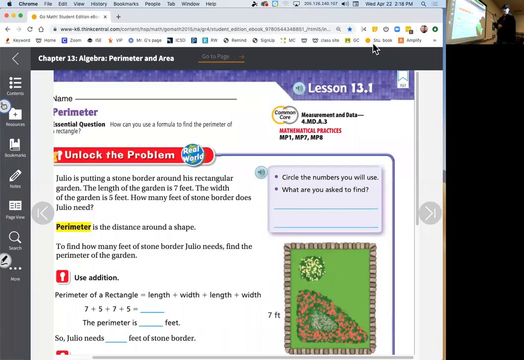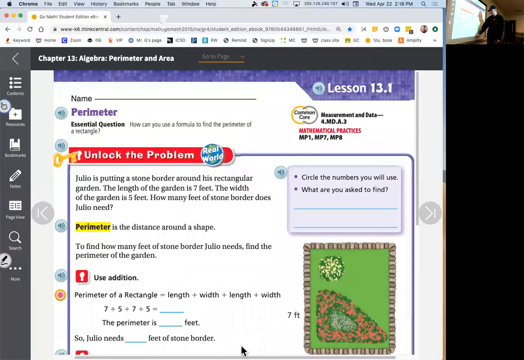All right, you guys, here we go. We are working with, this is probably one of my more favorite units of the whole year. I love this type of stuff. Perimeter and area, finding the area stuff, okay?